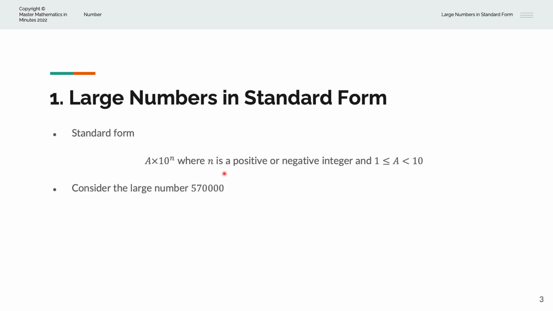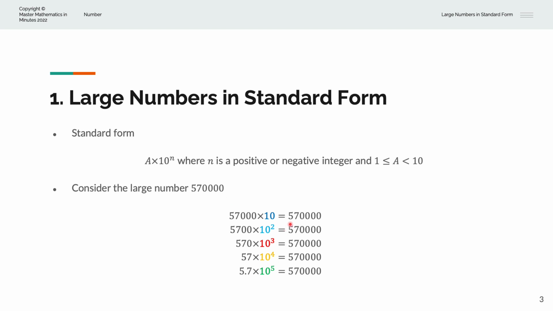So consider the large number 570,000. We can rewrite this number in a number of ways. So 570,000 has 4 zeros. And 570,000 is basically 570,000.0. So we can move the decimal 1 digit to the left, and that gives us 57,000 with 3 zeros. And we need to multiply by 10 to bring back the fourth zero, so that these are equal.